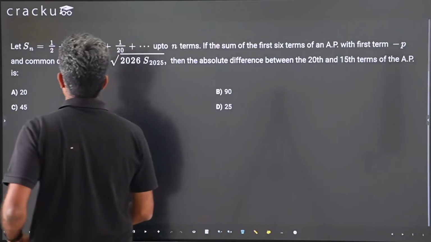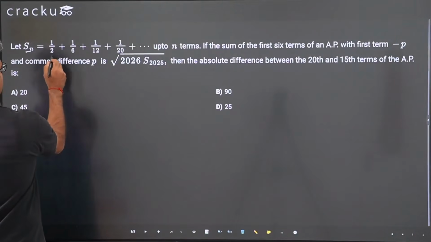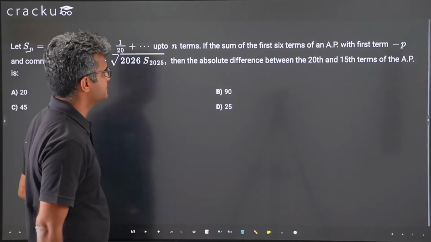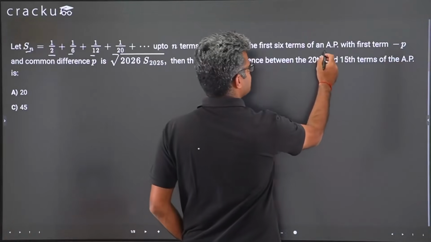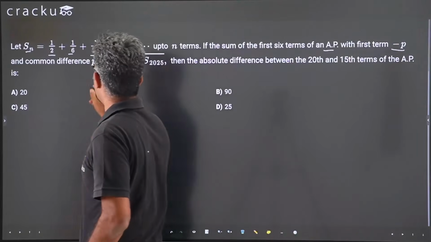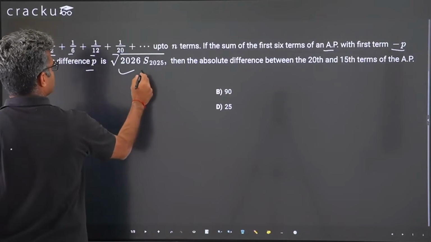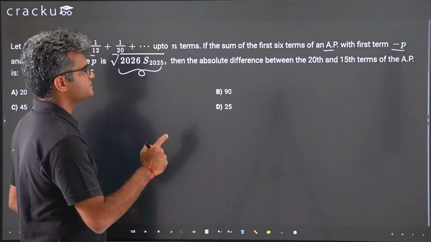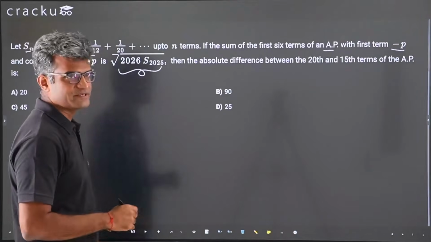In this question, we are told that S of n is 1 by 2 plus 1 by 6 plus 1 by 12 plus 1 by 20 dot dot dot till n terms. We are told that the sum of the first 6 terms of an arithmetic progression, where the first term is minus p and the common difference is p, is square root of 2026 into S 2025. The absolute difference between the 20th term and the 50th term of the AP is needed.